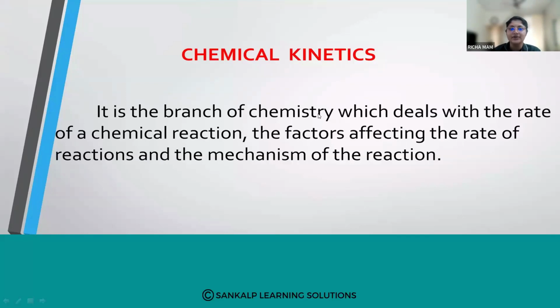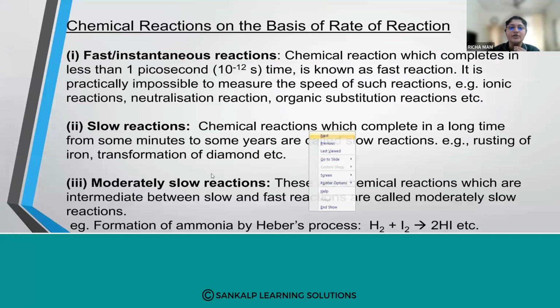In this chapter we are going to study how different chemical reactions have different rates, and what factors affect the rate of reaction. Firstly, we are going to study chemical reactions on the basis of rate of reaction. The rate can be fast, it can be slow, or it can be a moderately slow reaction.